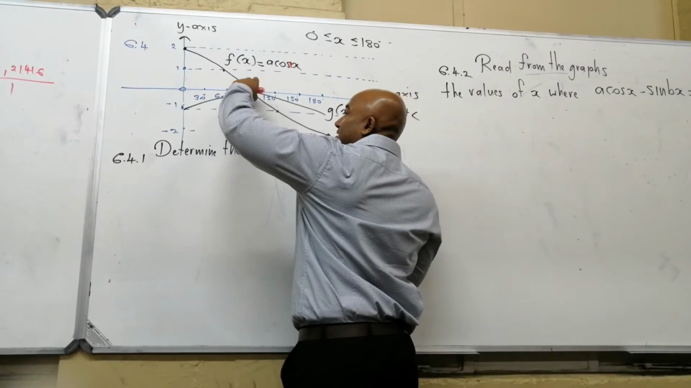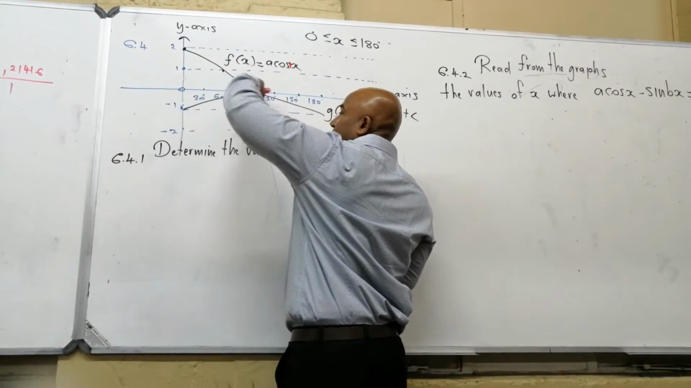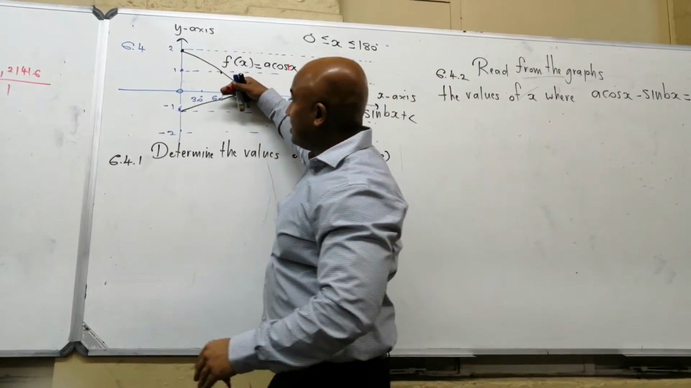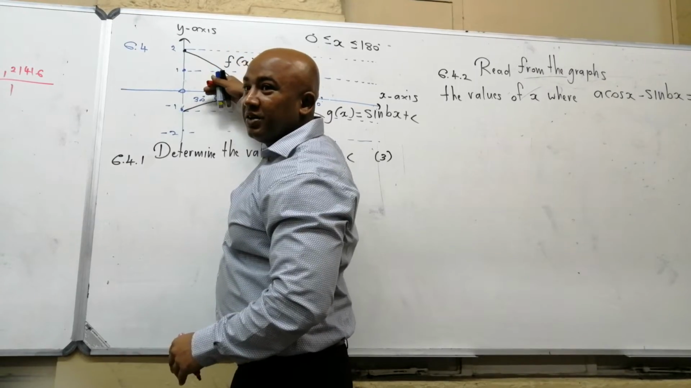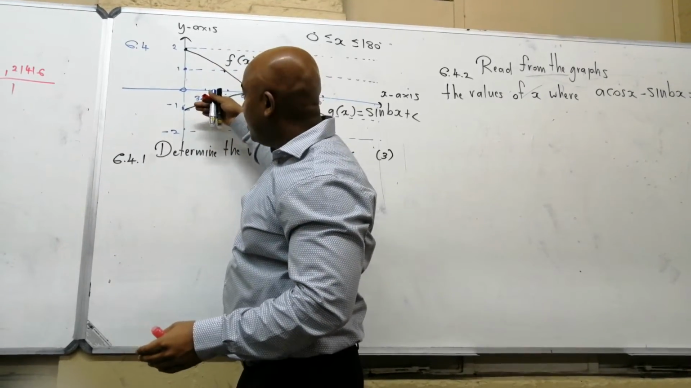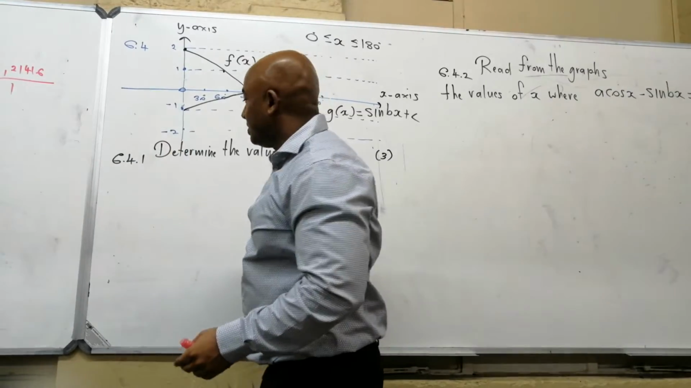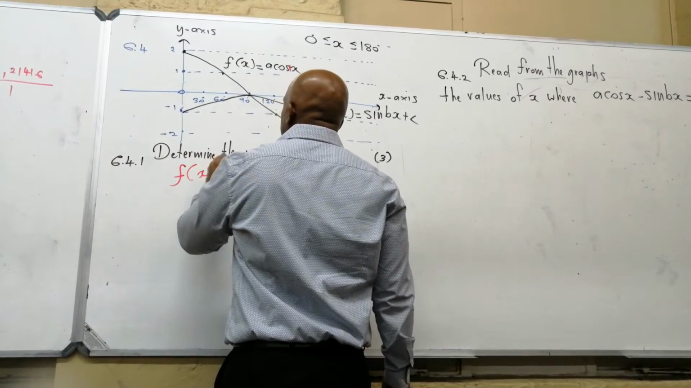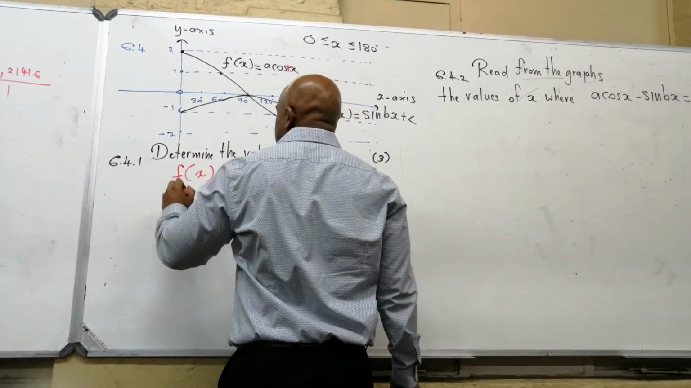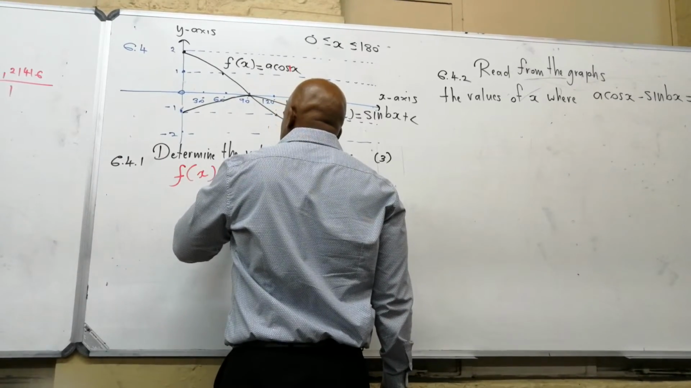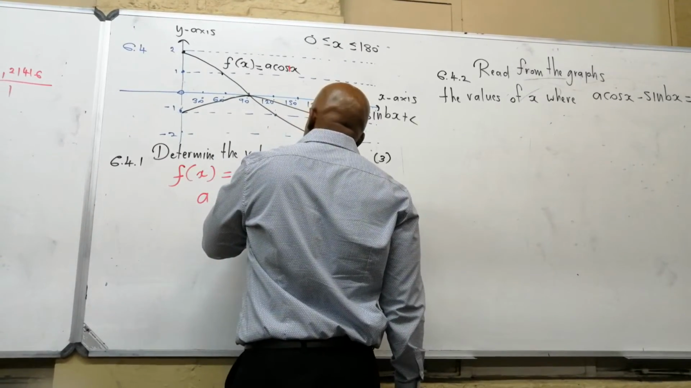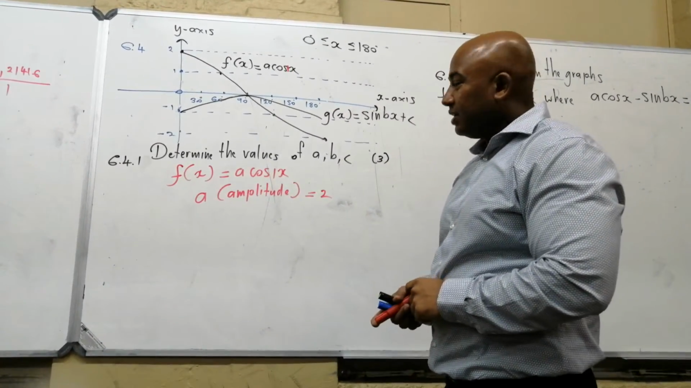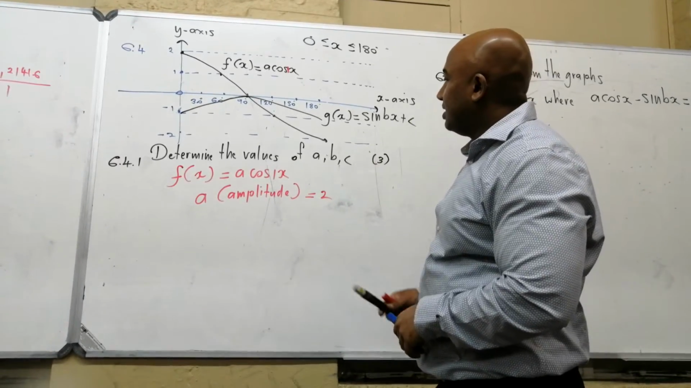Then from this is the center. The center is going to be the x-axis. That means from the x-axis going up, it must be 2 units. Going down, it must be also 2 units. But obviously on the negative y-axis, we label -2. So in this case, you have f of x is equal to a cos of 1x, and a, which is your amplitude, is equal to 2. Okay. Now, what about b and c?